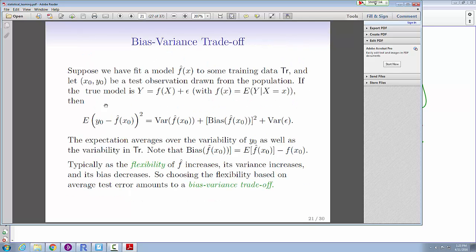In terms of getting the sweet spot, minimizing the mean squared error, I need to find a balance between bias and variability. The more biased a method is, the less variable it is. And conversely, the less biased it is, the more variable it is. Okay.